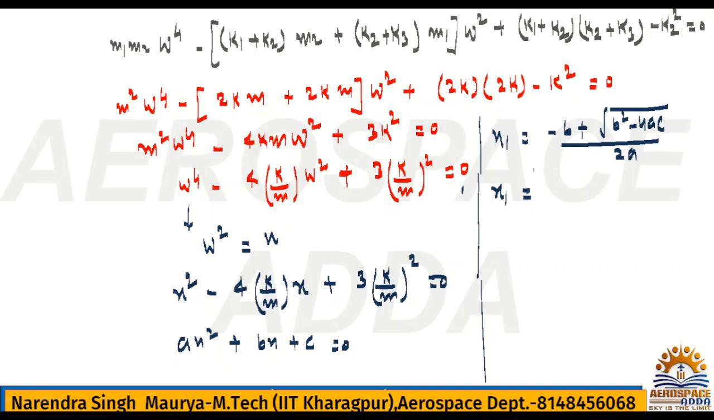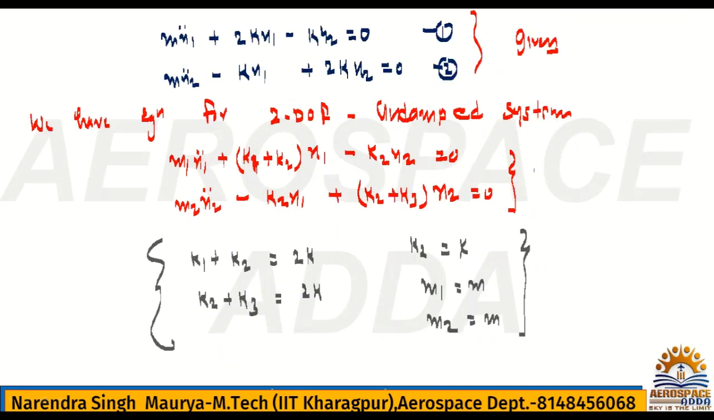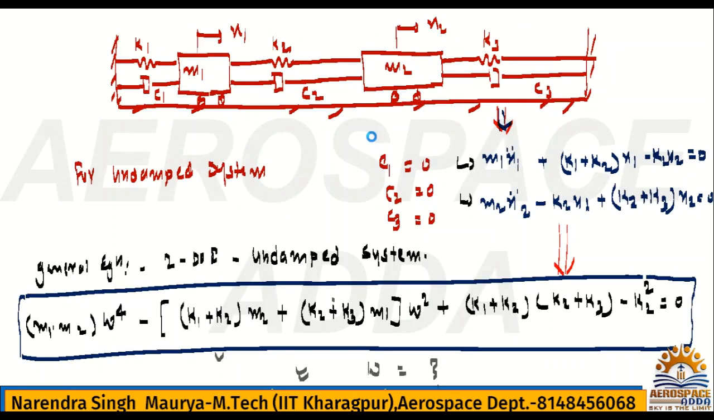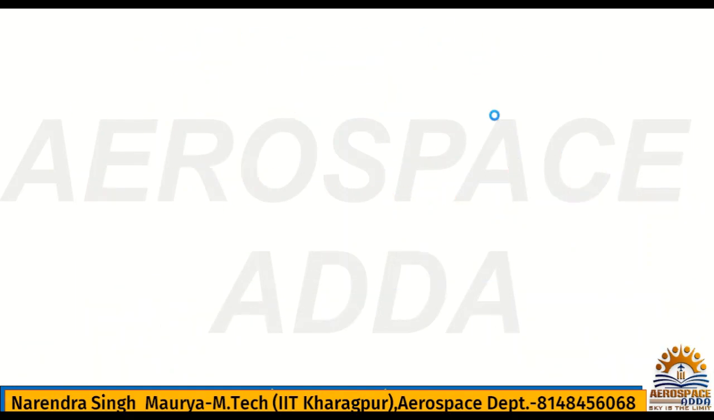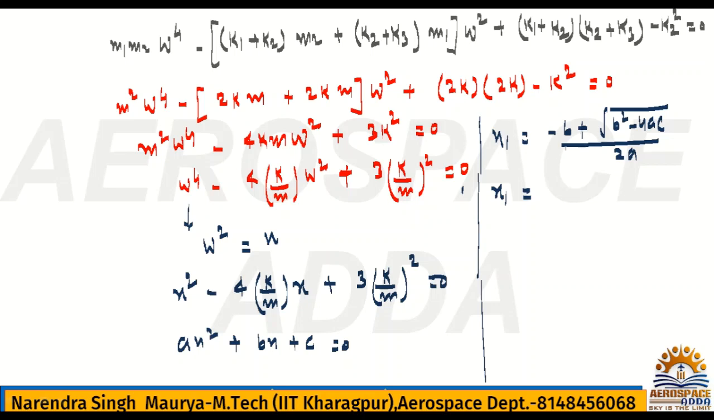One more thing you need to remember in this problem, they said in the problem itself, the larger of the two natural frequencies. The other value, if you take it, will be smaller because you have to put a minus sign. If you write x2, then it will be minus b minus square root of b square minus 4ac, divided by 2a.